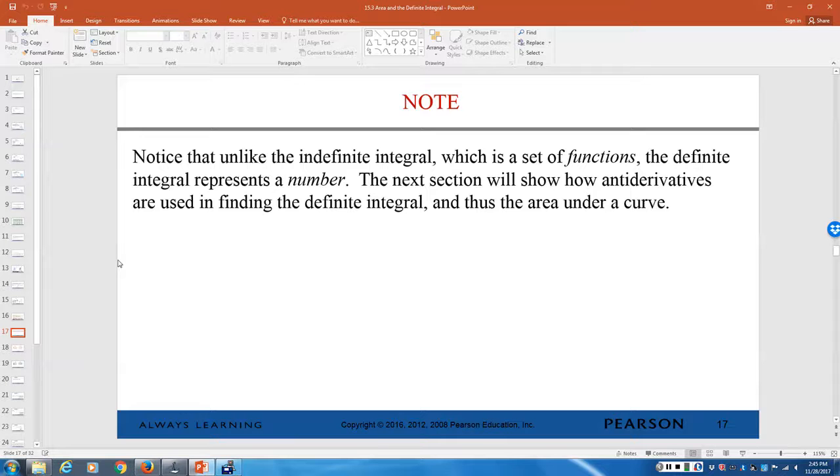Unlike the indefinite integral, which even if you could find the value for the constant, you're getting a formula, what we're finding now is the definite integral represents a number, and that number is the area between some function and the x-axis. Okay? It's the area under a curve. It has a meaning.